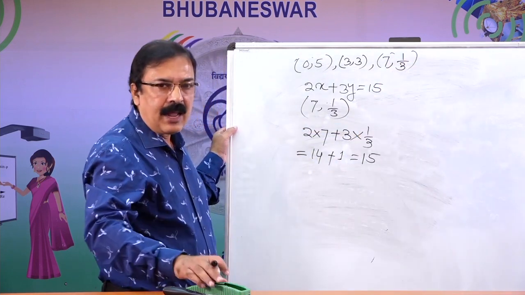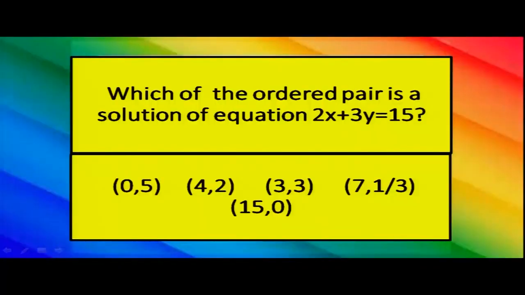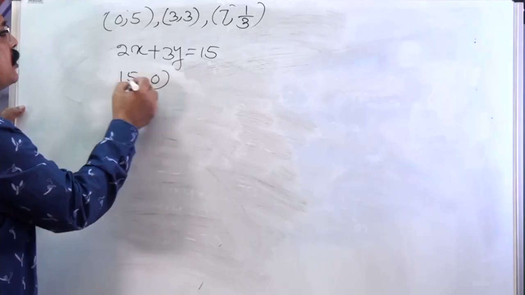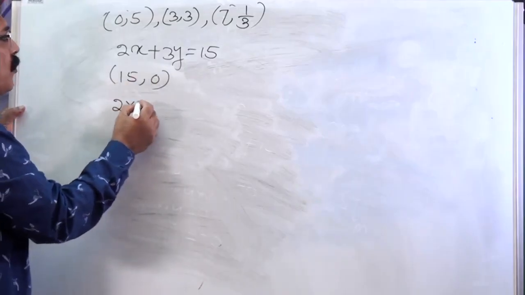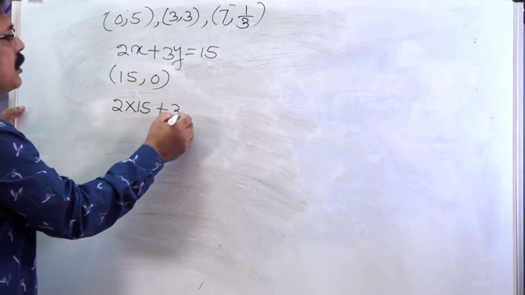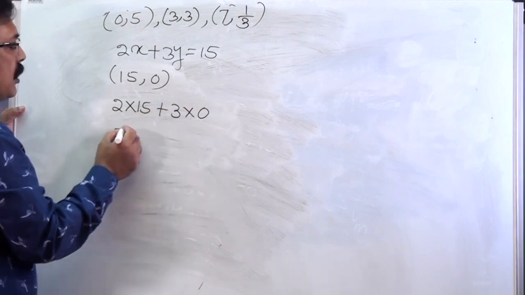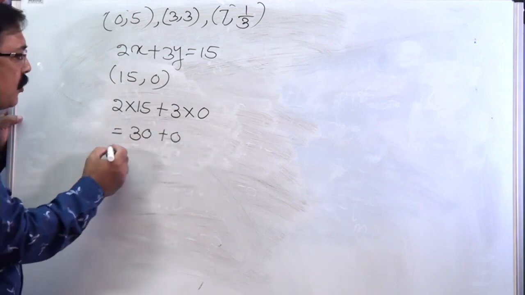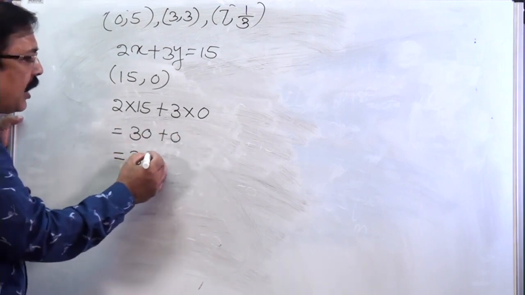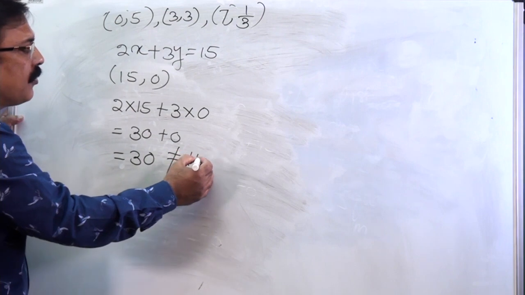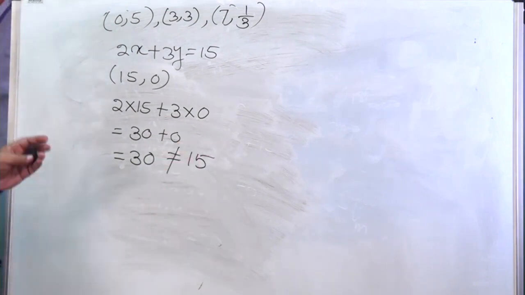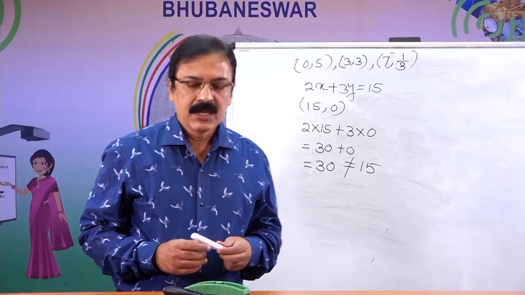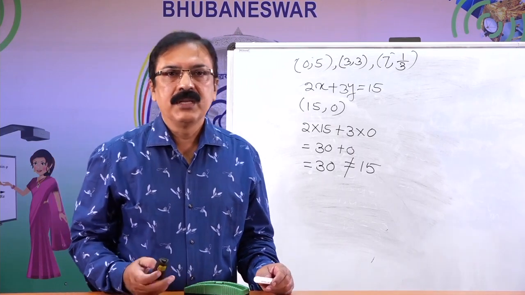And the last one is 15, 0. Let's try with 15 and 0. So 2 into 15 plus 3 into 0. That gives 30 plus 0. So the result is 30, which is not equal to 15. So 15, 0 is not a solution of this equation.